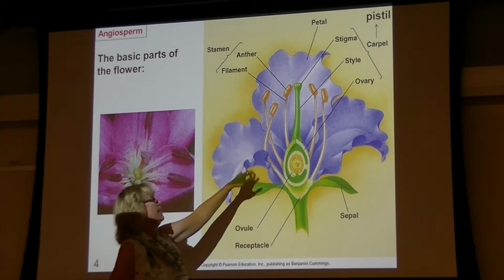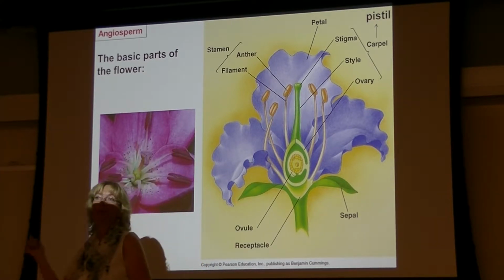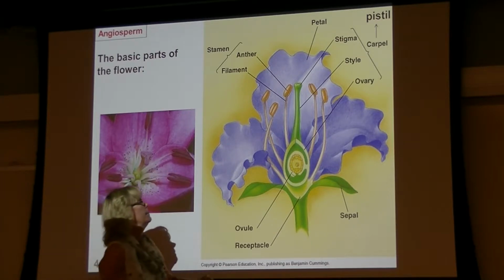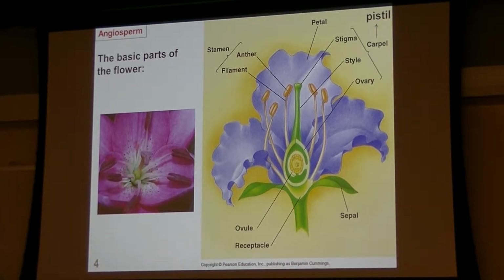Then petals, in the simplest flower, they just have one circle or whorl of petals. And then we have the male structures, which are the stamens. So they'll be on those long structures known as filaments and anthers. That's where the microsporangia are located inside the anthers.